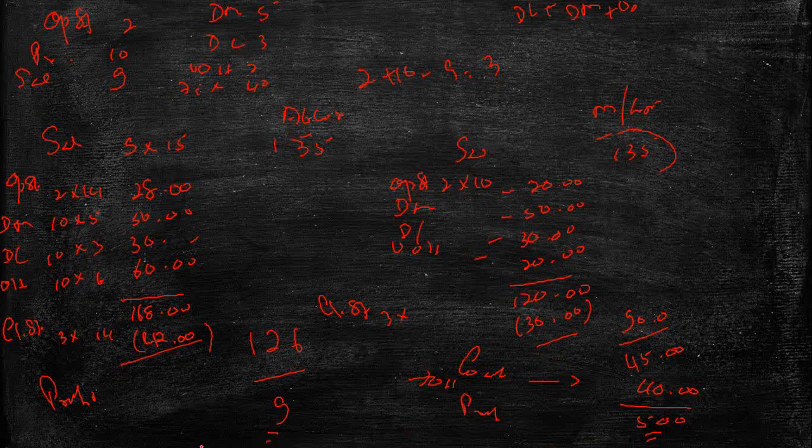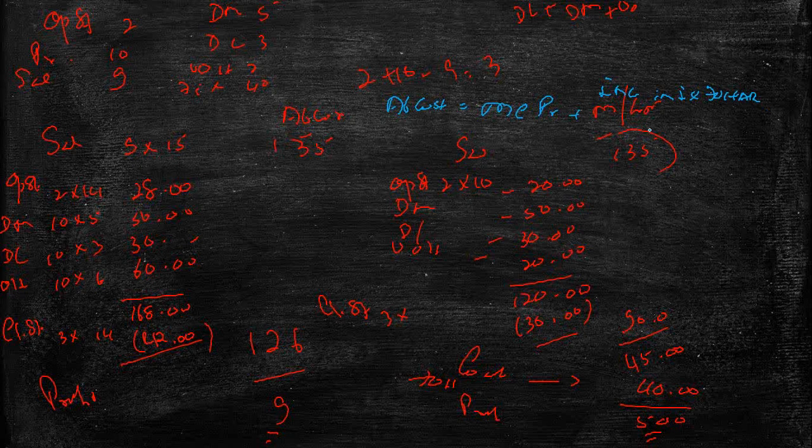Now I remember I gave you a formula. What is the formula I gave you? Absorption cost profit is equivalent to marginal cost profit plus increase in inventory into fixed overhead absorption rate.